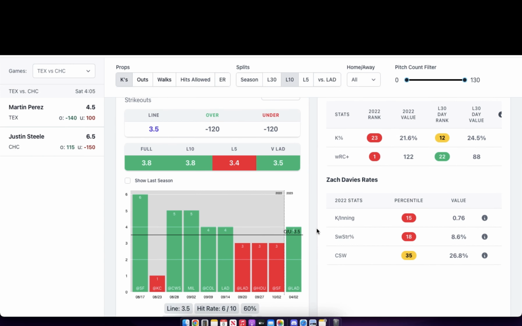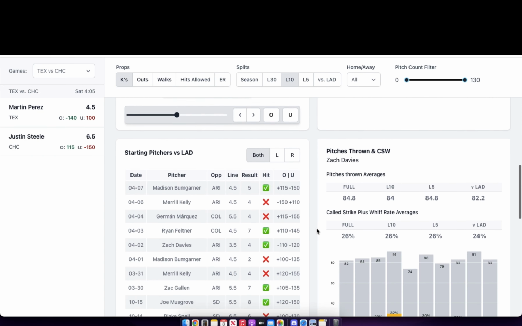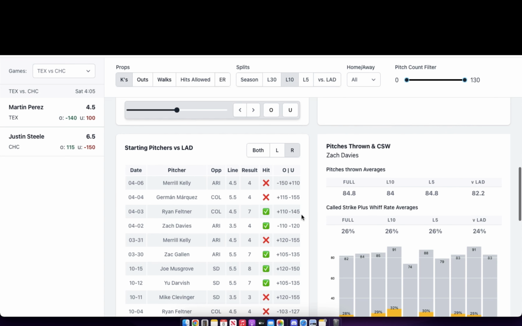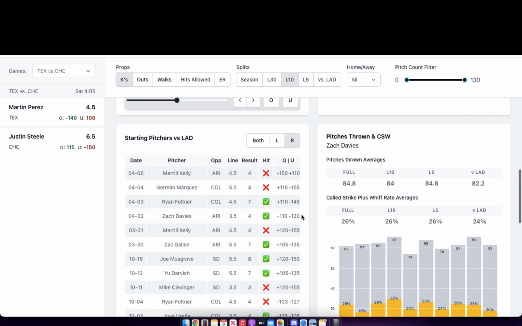The second thing that really gives me confidence about this prop is looking at the pitchers versus the Dodgers to start the season off. They've faced six right-handed pitchers so far in 2023, and each one of those pitchers has gone for 4 or more strikeouts. We're not looking at whether or not the prop was hit. We're looking at whether or not four strikeouts were hit.